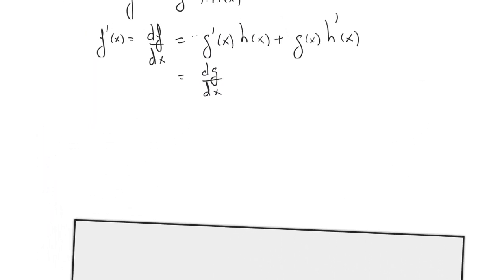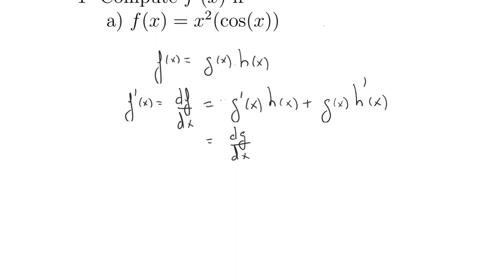So let's do it. In this case, g of x is x squared, and g prime of x is 2x. In this case, h of x is cosine of x, and h prime of x is the derivative of cosine of x, which is minus sine of x.